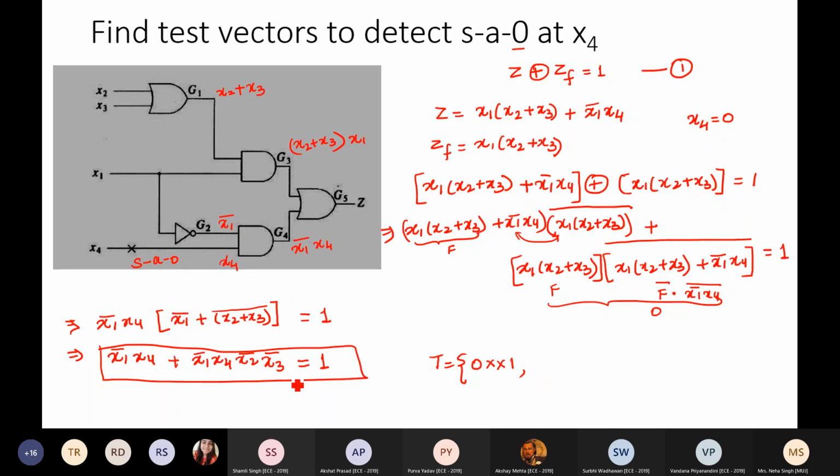The second test pattern according to this expression, X1 is 0, X2 is 0, X3 is also 0 since it is X3 bar and X4 is 1. So I get this. So if I expand this don't cares, the test patterns would be 0001, 0011, 0101, 0111. So this is the final test vectors which will be used to test this fault stuck at 0 at x4.